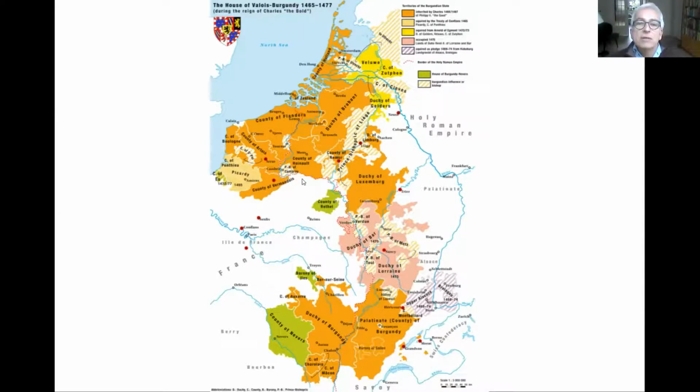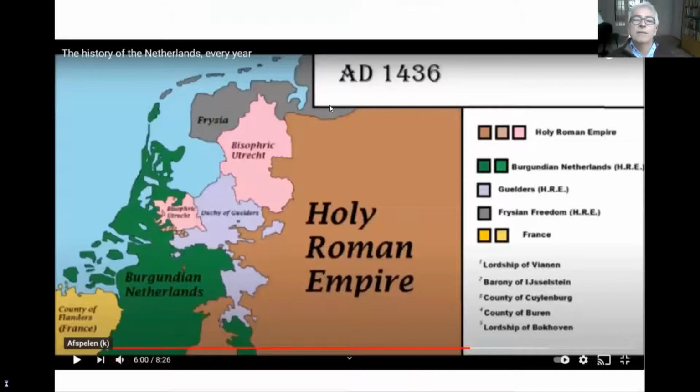And this is the county of Hainaut, which also became part of the Burgundian Empire, the area where Jacoby came from. And her second husband, Jan of Brabant, the Duke of Brabant, that is this area. The situation in the year that Jacoby died, 1436: half of the Netherlands already belonged to the Empire of Burgundians, and we see some independent states or provinces at that time.